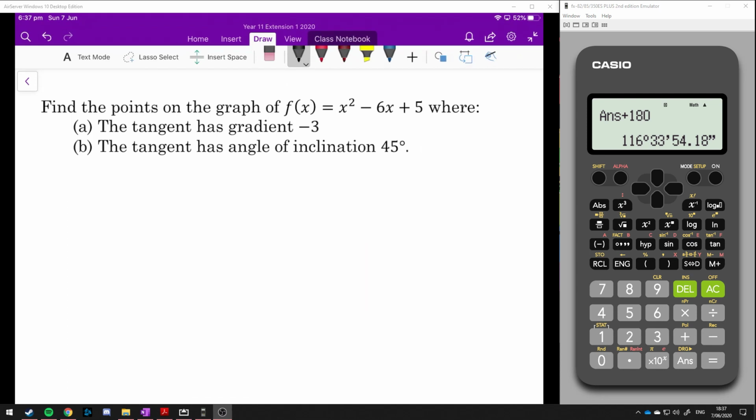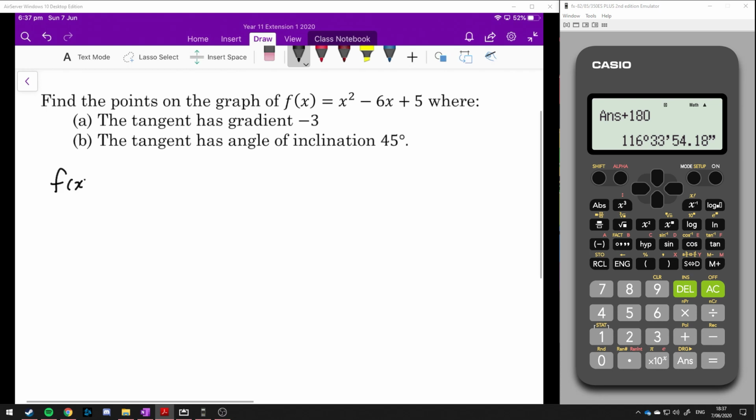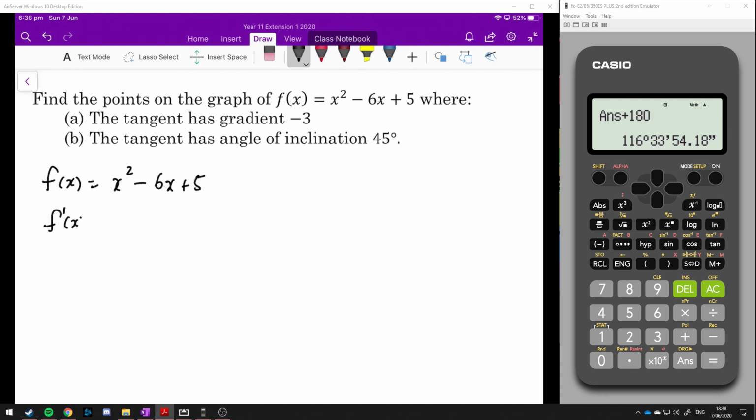Find the points on the graph of f of x, where f of x is equal to x squared minus 6x plus 5, where the tangent has gradient -3 and the tangent has angle of inclination 45 degrees. Okay. So first, we're given gradient, so we need to work out what the derivative of this function is going to be. So let's start off with our f of x. f of x is equal to x squared minus 6x plus 5. So the derivative of this function is equal to 2x minus 6.